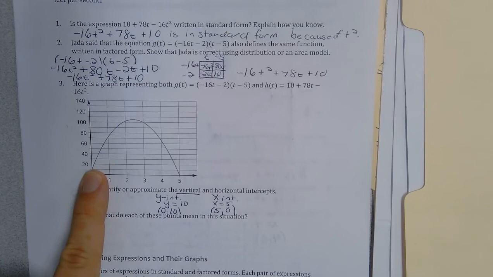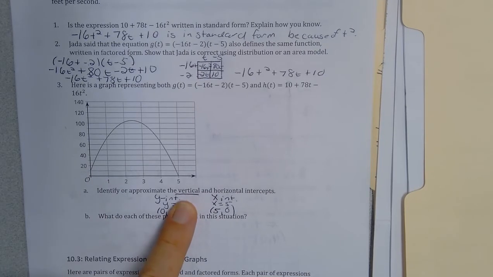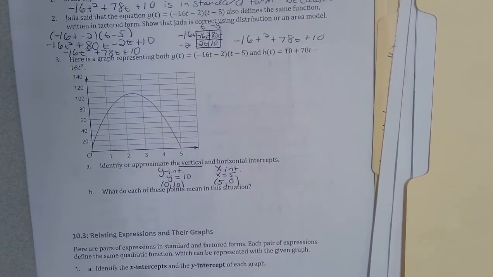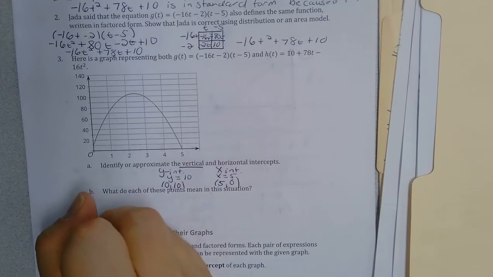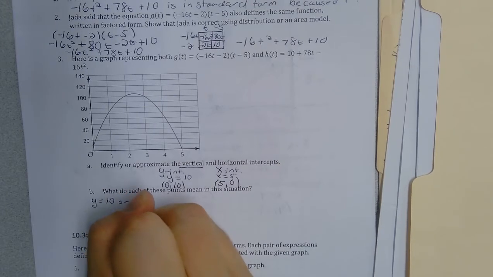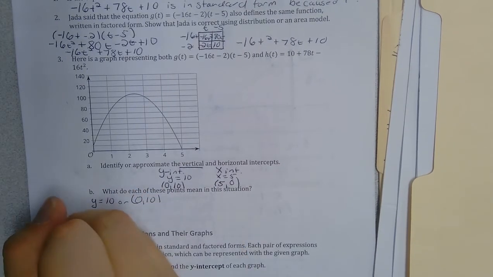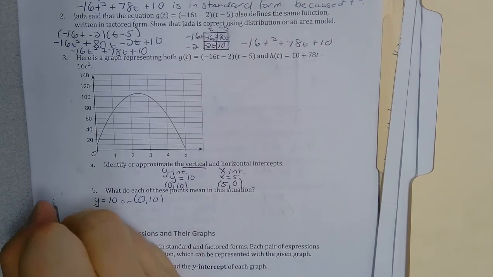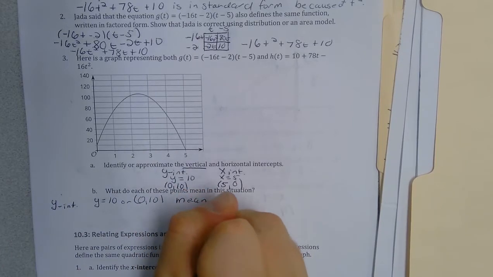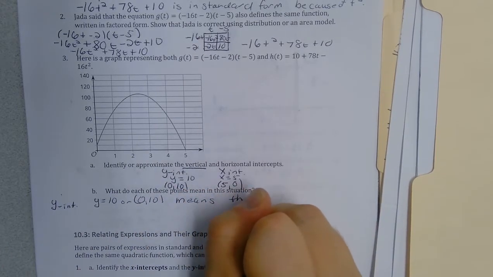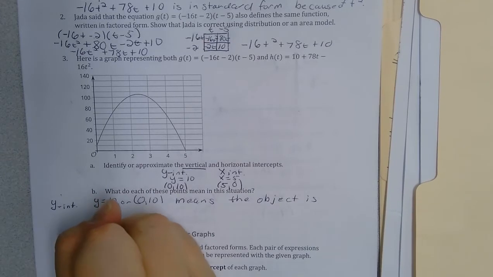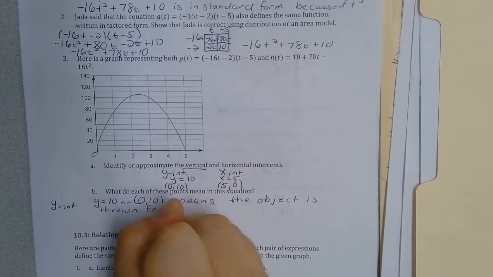So the y-intercept is our initial height. So our initial height is 10. And looking back at the problem, we're measuring in feet. So the y-intercept, y equals 10 or 0, 10. And let me label that as a y-intercept. Just means the object is thrown from 10 feet.